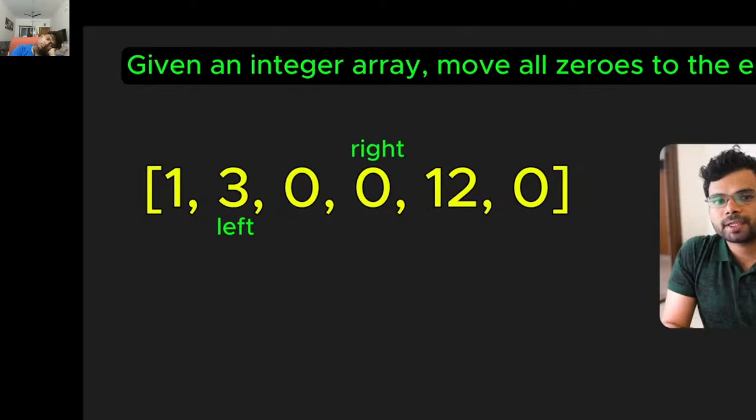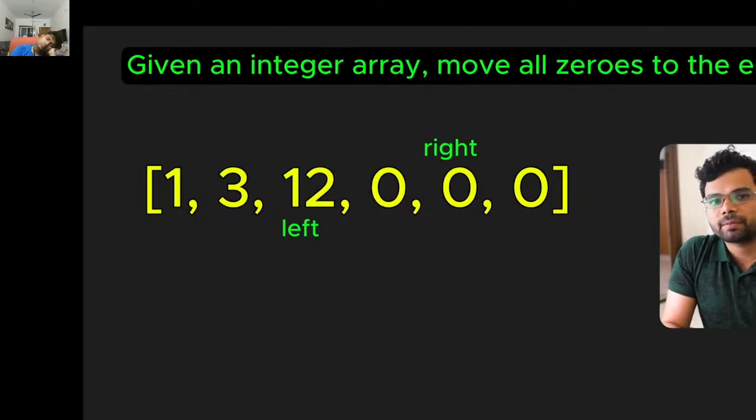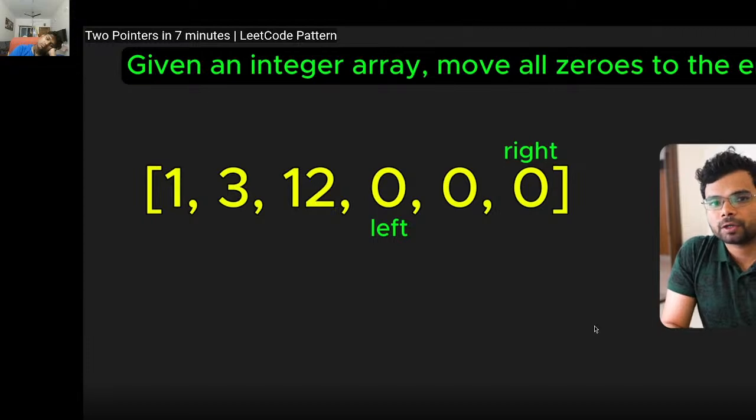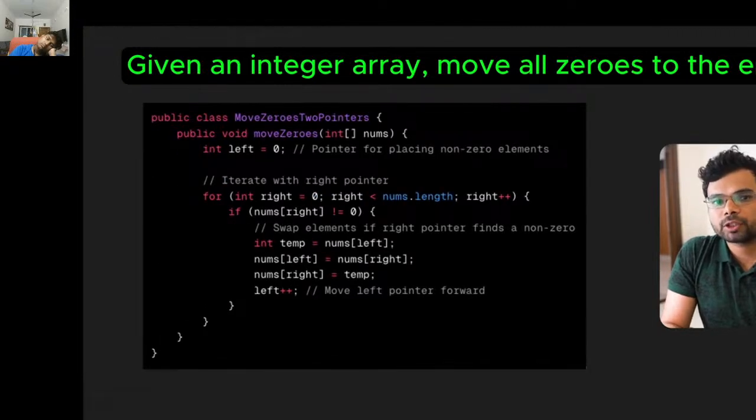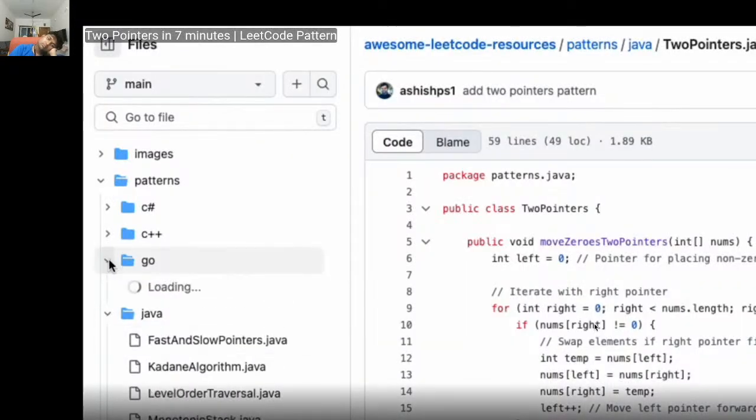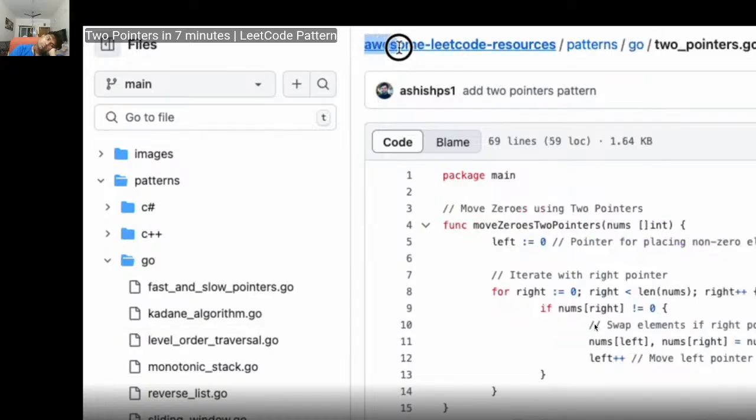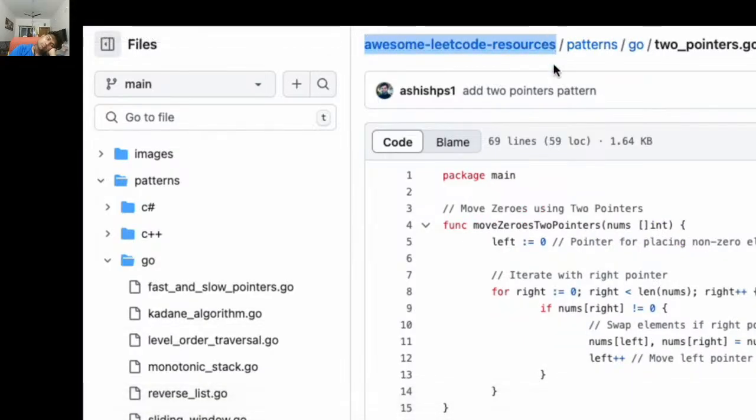Once the right pointer reaches the end, all zeros will end up at the right end of the array as intended, and all non-zero elements will remain in order. Here is how it looks in code. Here I am using Java, but you can find the code for other popular programming languages in my GitHub repository called Awesome LeetCode Resources. You can find the link in the description.